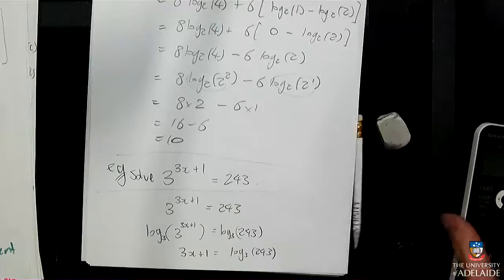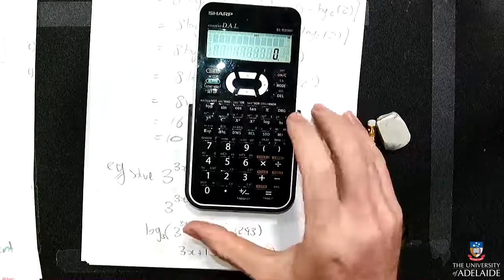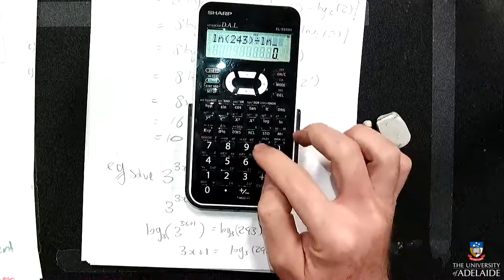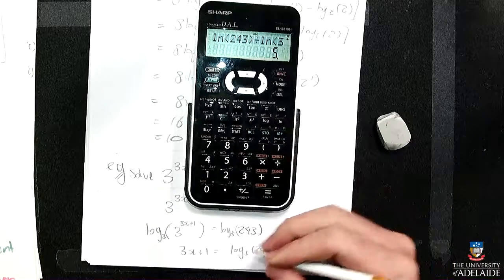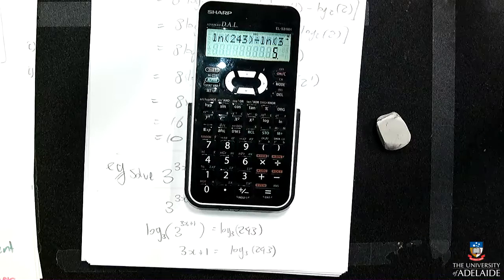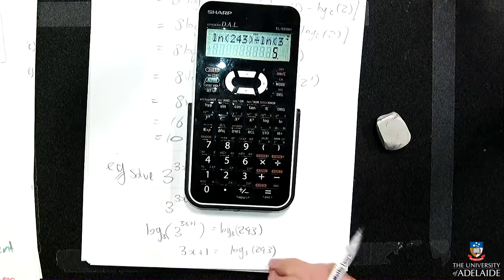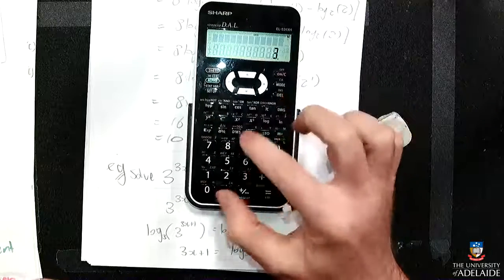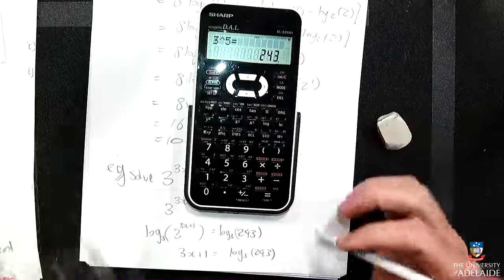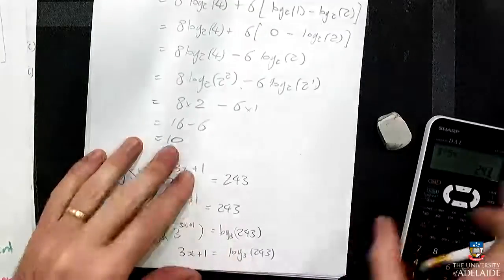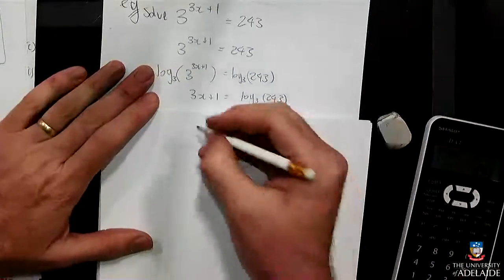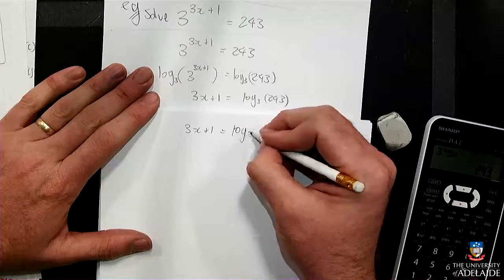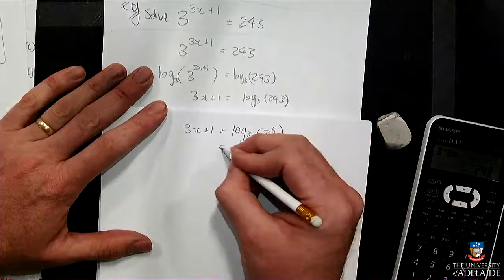I could ask my calculator what that is. That would be ln of 243 divided by ln of 3, which is 5. Cool. 243 must be 3 to the power of 5, because if this was 3 to the power of 5, they would cancel each other out to give me a 5. 3 to the power of 5 is 243. Oh, cool. I might even just do that working. Which is 5.